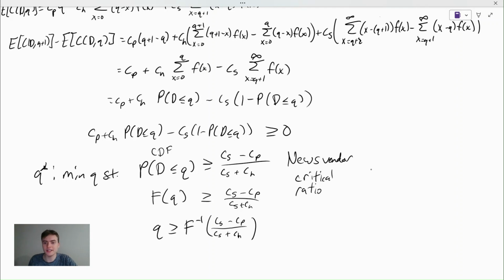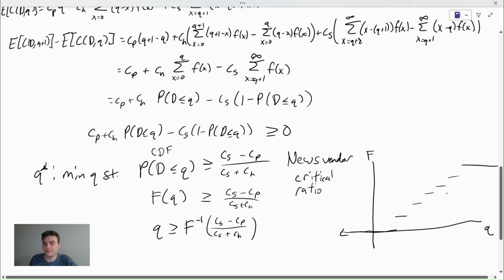But in the discrete case, it's easier to think about it graphically. We're going to look at the CDF. So it's a non-decreasing step function. Before some value, we have probability 0. And then after we hit the discrete values that have positive probabilities, we jump up a step. And then eventually we're going to hit probability 1, right?